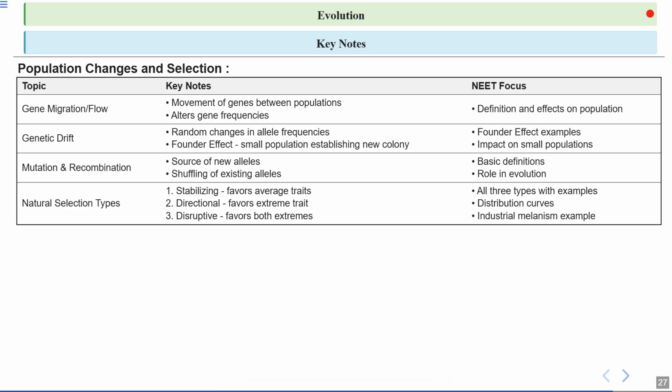We talked about the types of natural selection. First, we talked about stabilizing selection, which favors the average trait. Then there is directional selection, which favors an extreme trait. It favors one of the phenotypes, so the curve moves in one direction. And disruptive selection favors both extreme phenotypes. So you should know about all of these types of selection with examples. You should know the distribution curves, and the mechanism examples are very important.